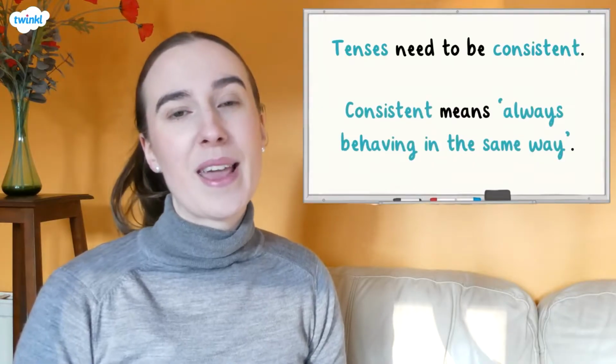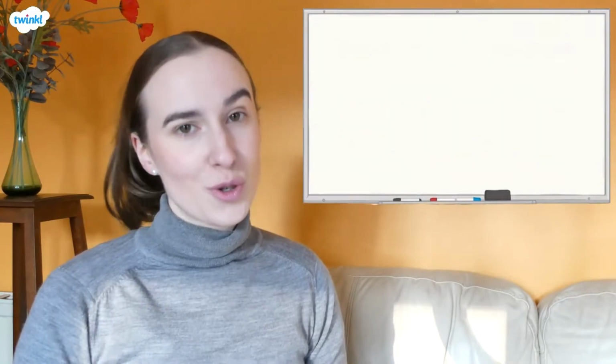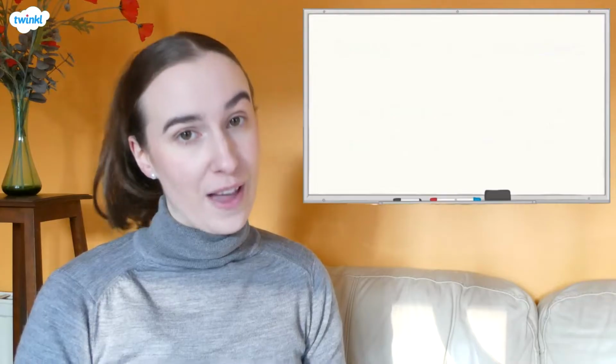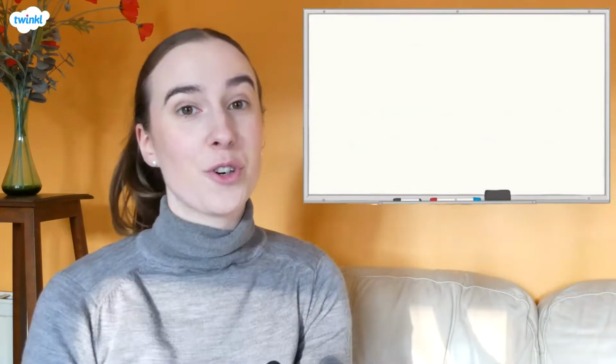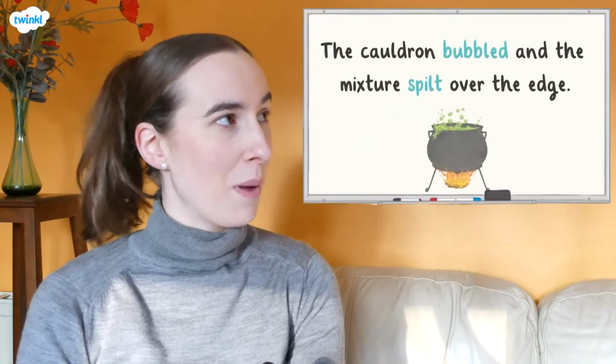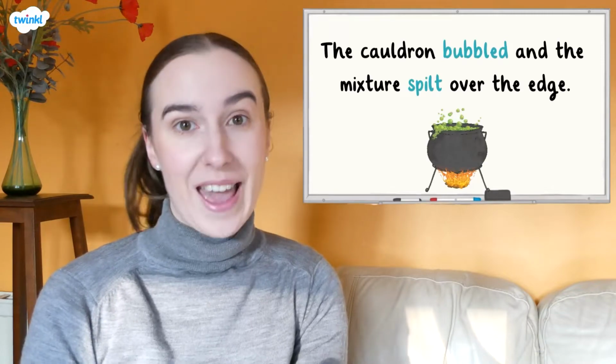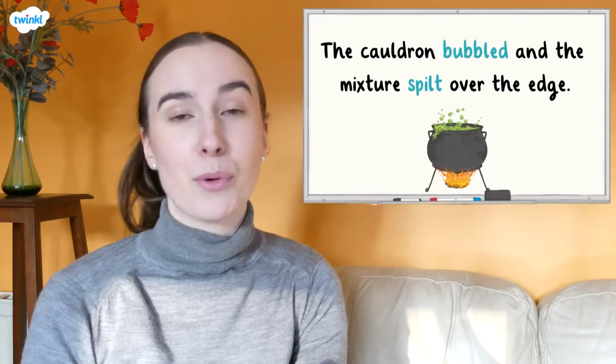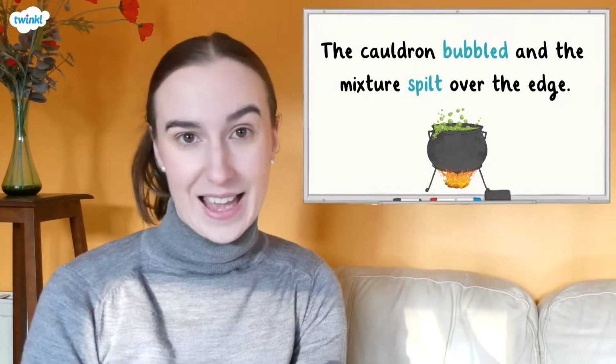Consistent means always behaving in the same way. To do this, we should match the tense of our verbs within a clause. For example, the cauldron bubbled and the mixture spilt over the edge. In this sentence, both verbs are written in the past tense.